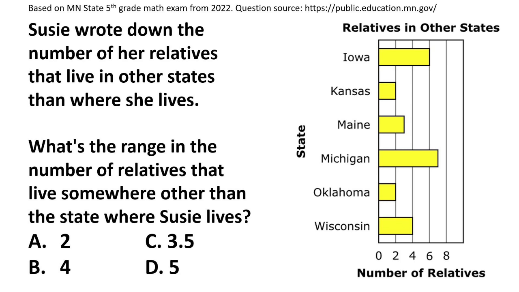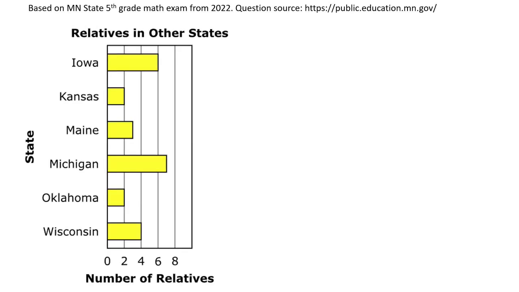To find the range, we need to know the number of relatives in each state. This question doesn't give us a list of numbers, but it does give that information as a graph. We'll start by writing down the value of each bar. To know the value of a bar, we look at what line it touches along the bottom row.